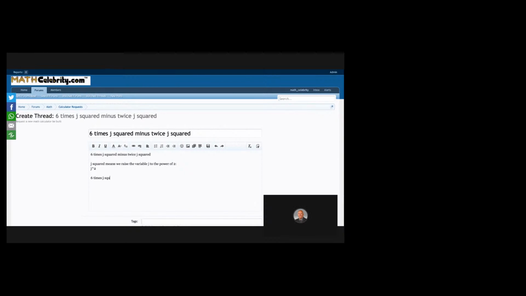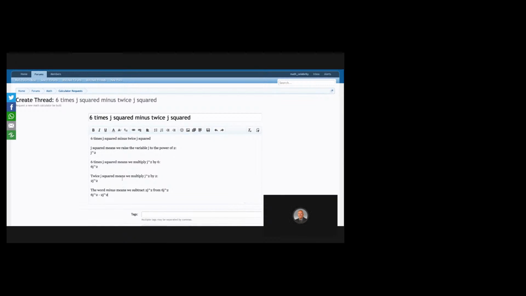6 times j squared, we multiply j squared by 6, 6j squared. Twice j squared, we multiply j squared by 2, because twice means 2. The word minus, so now we're bringing this home. We've got this piece, we've got this piece, and then we want to account for the minus. And we subtract 2j squared from 6j squared. So we've got 6j squared minus 2j squared.